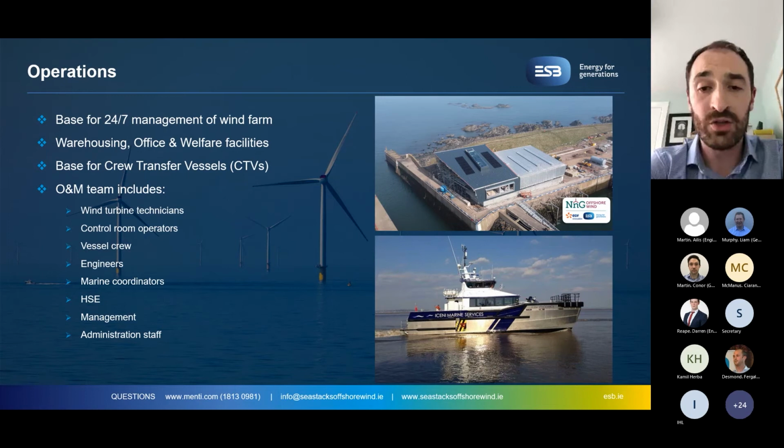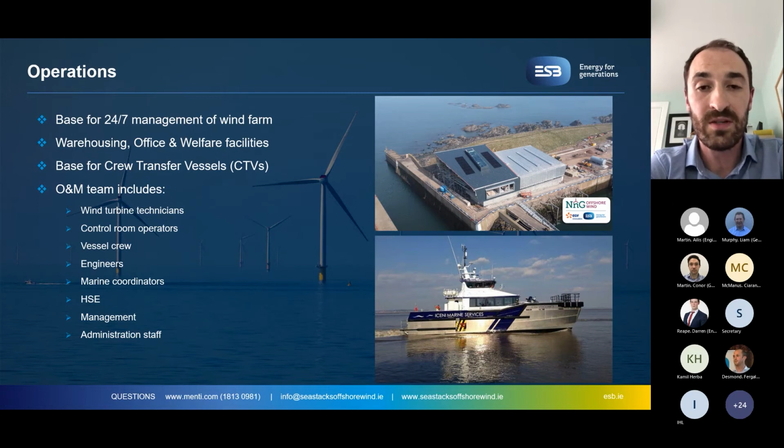The last, and I suppose the longest duration phase of the project, is the operational phase. So for the Sea Stacks Offshore Wind project, ESB will be looking to operate it for between 25 and 30 years. And for that, we'll require a base for 24/7 management and operations of the wind farm. This base will include warehousing, office and welfare facilities for the staff working on the long-term aspects of the project. And it'll be our intention that this will be located in the Dublin or Wicklow area to ensure there's as short a distance to travel as possible for the crew transfer vessels to get to and from the site.